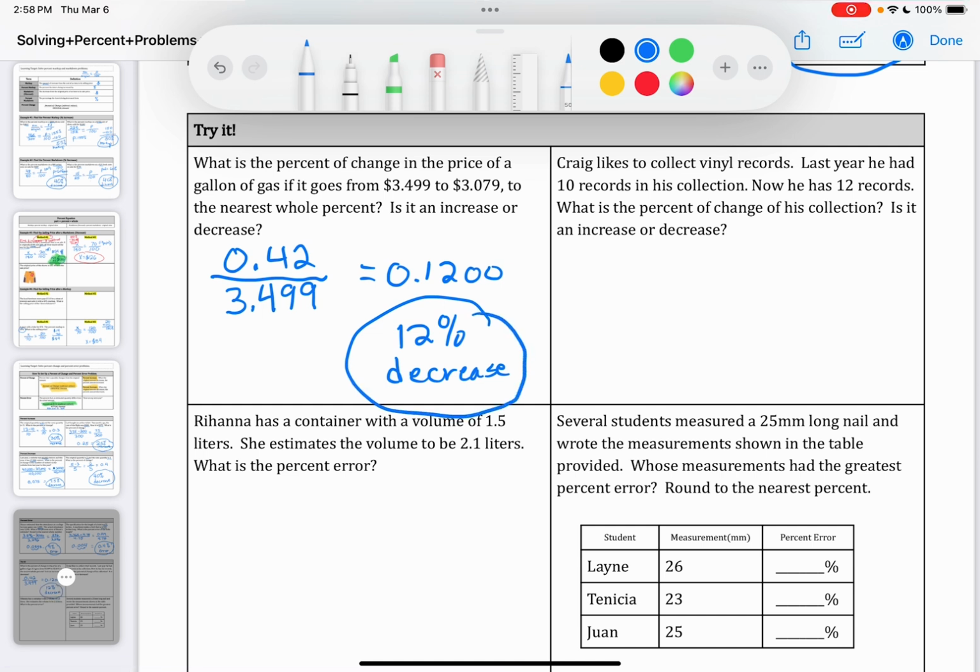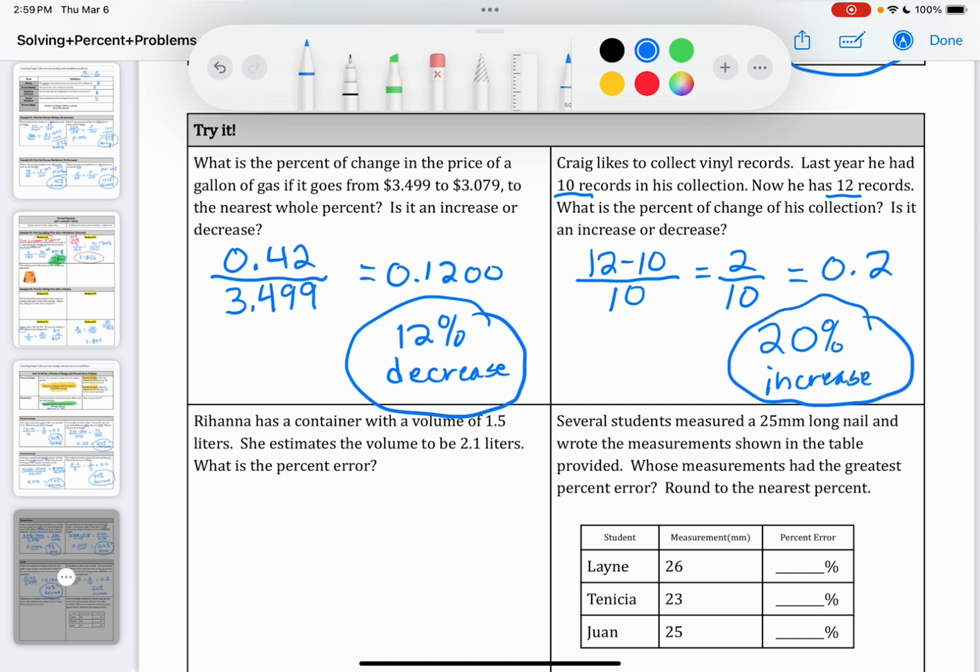Craig likes to collect vinyl records. Last year he had 10 records in his collection. Now he has 12. What is the percent change? So 12 minus 10, and he started off with 10. So that's 2 out of 10. So 20%. And since he had 10 and now he has 12, that's going up. So increase. 20% increase.